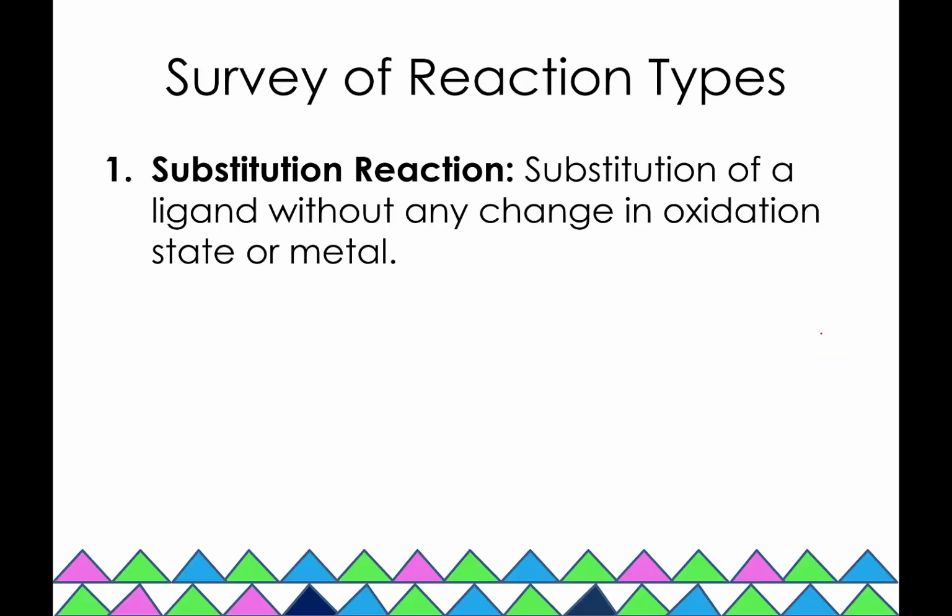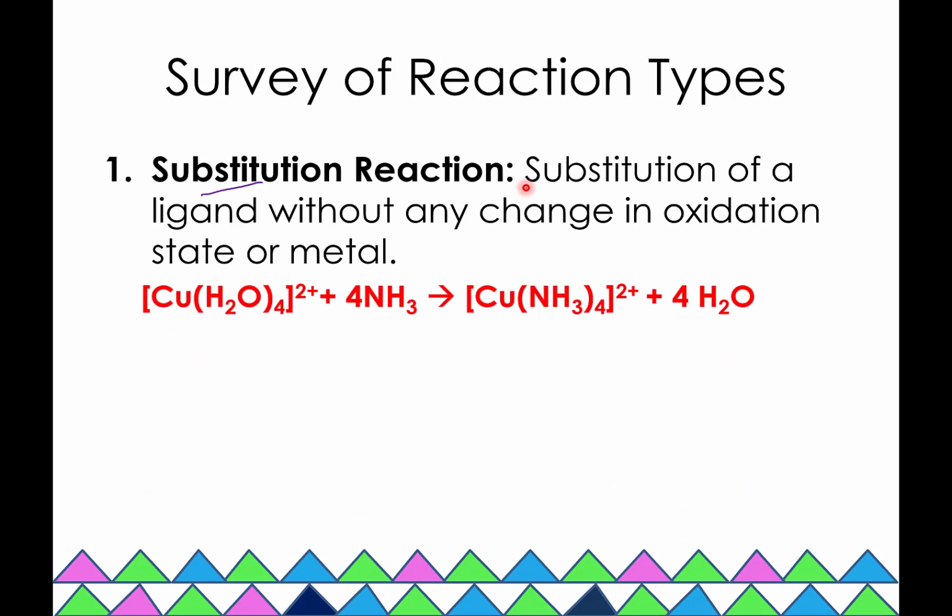Just a quick survey of reaction types. This is just a small subset of different types of reactions for coordination compounds, but you'll be seeing some of these in the lab portion of the class. The first is a substitution reaction. In a substitution reaction, typically you do not have a change in oxidation state. It's simply switching out the ligand. So we're going from tetraaqua copper 2+, reacting it with 4 ammine ligands to go to tetraammine.